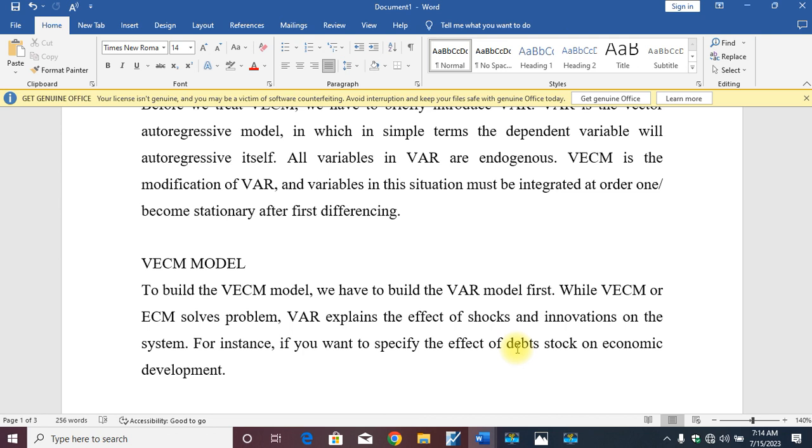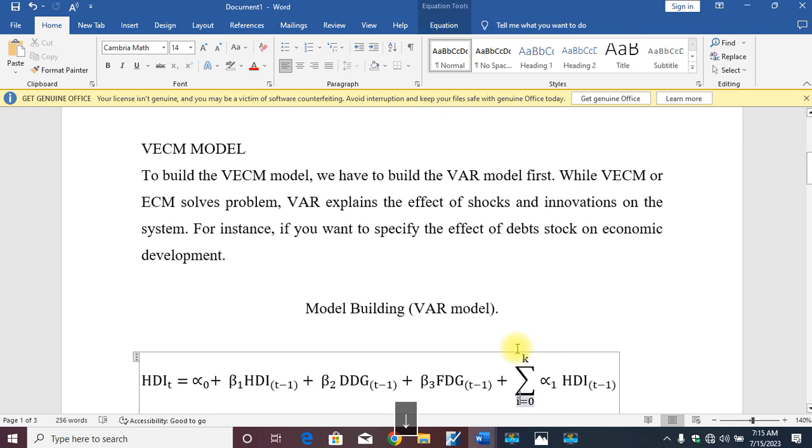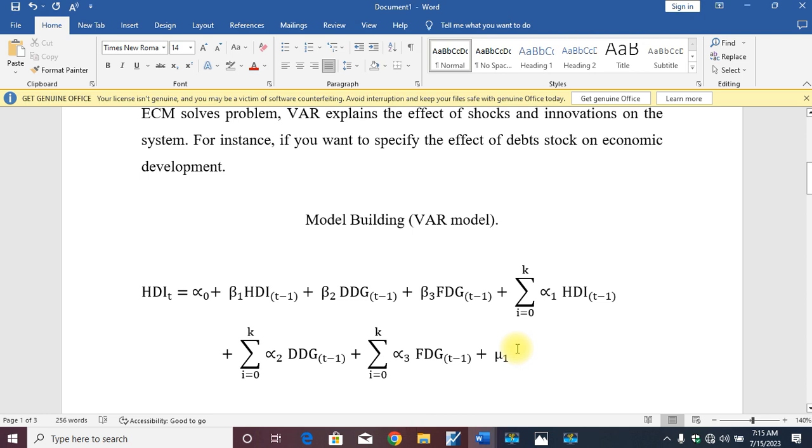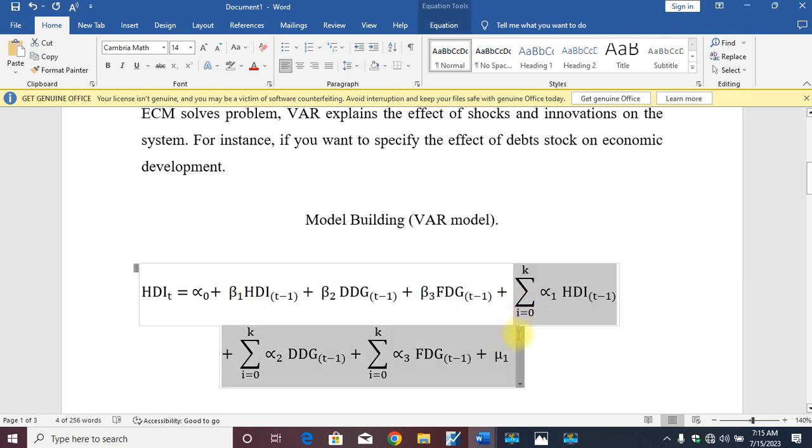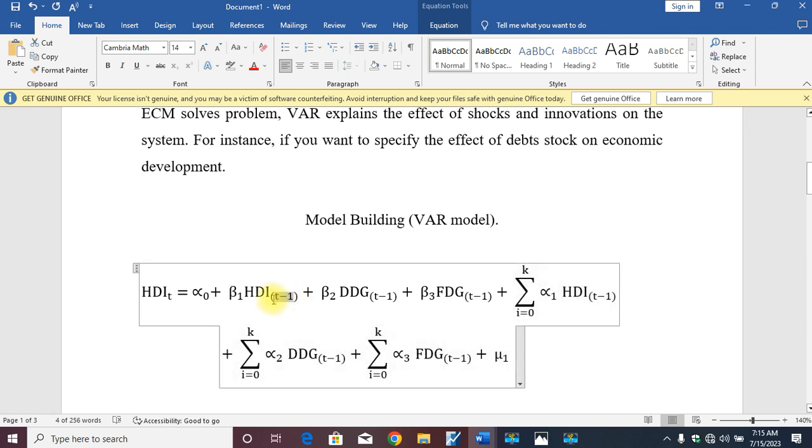For instance, if you want to specify the effect of debt stock on economic development, then this equation becomes very, very handy. This is an example of the VAR model. In this model, we have the dependent variable and the long run equation. The long run section also has the short run section that has the sigma signs. Recall the HDI in this context is used as the dependent variable, and the lag value, the variable with t minus 1, is also in the model. The HDI autoregresses itself, so it appears as a dependent variable and its previous value also appears as an independent variable.